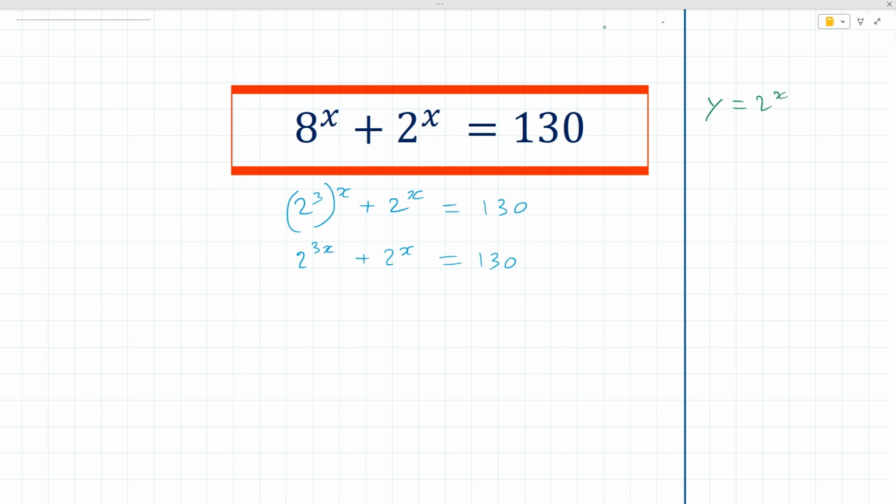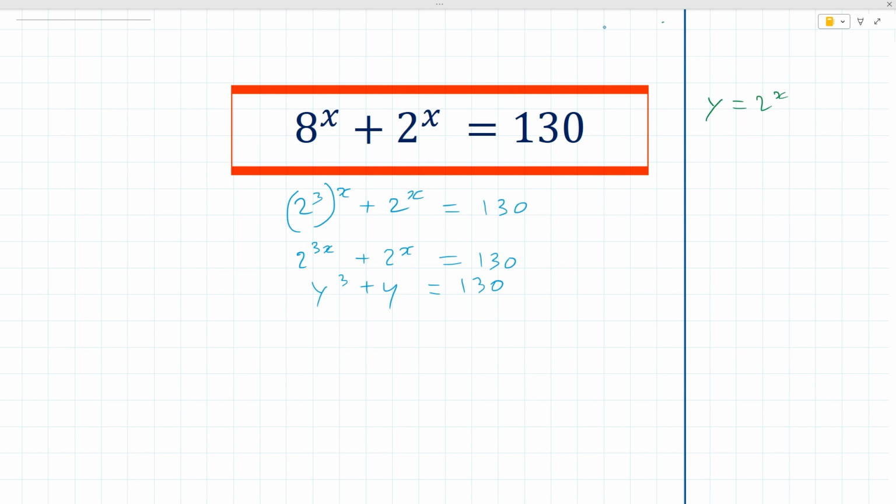Now, if y is 2 to the power x, we're left with y cubed plus y, and that is equal to 130. Solving a cubic equation is not straightforward. Usually we can solve quadratic equations. There is a general formula for cubics, but it's not commonly used. So the way that we should solve cubic equations is to find a solution first and perhaps do something like a long division to simplify this problem.